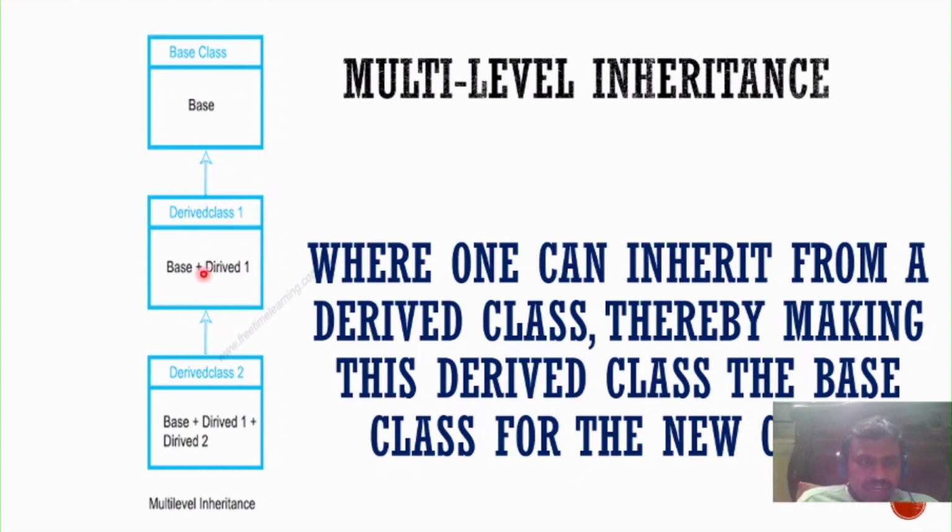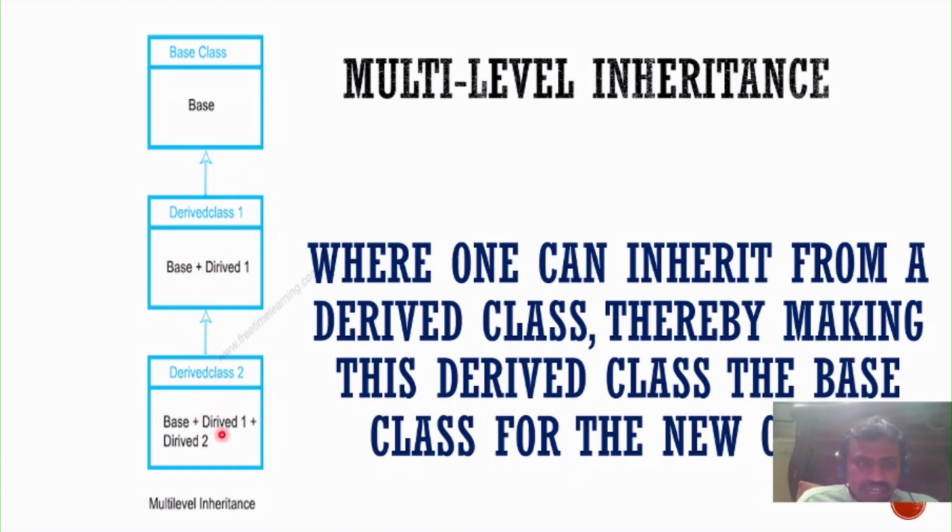Now the derived class is going to contain the properties of the base class as well as the properties of itself, that is derived 1. Now this derived class is going to act as a base class for another class which is going to derive the properties of it. This is also called an intermediate class. Now this is going to act as a base class. Now it is going to derive to another class called derived class 2.